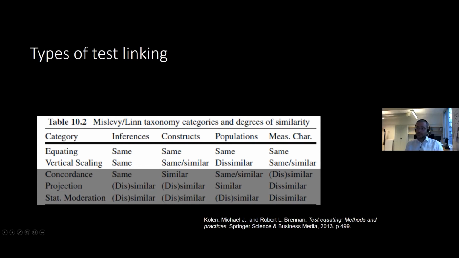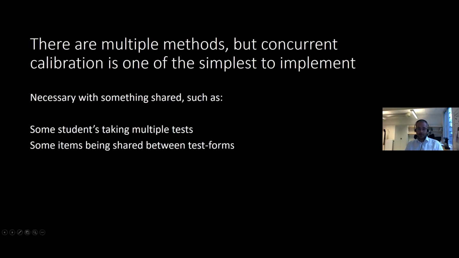But to do this, there's quite a few methods that all rely on something shared. I'm going to show you something called concurrent calibration, which is a rather straightforward and easily implemented solution. But you have something called a mean-mean transformation. So if you have a test equating setting and you have two different tests, you can shift the latent continuum by the difference in mean between the two groups.